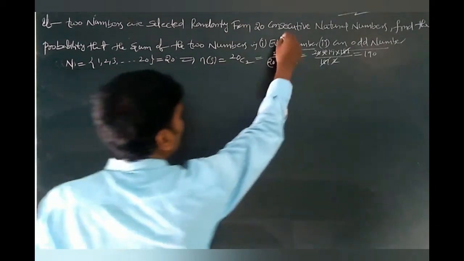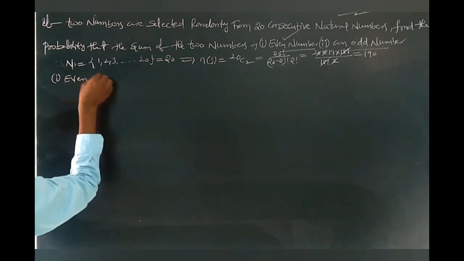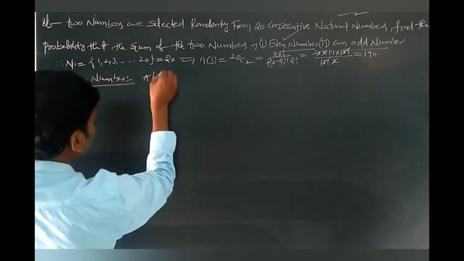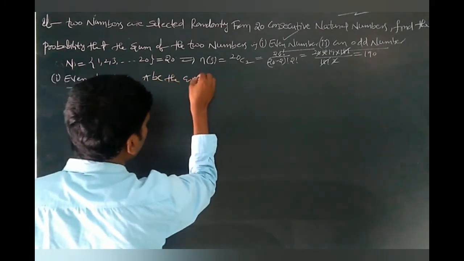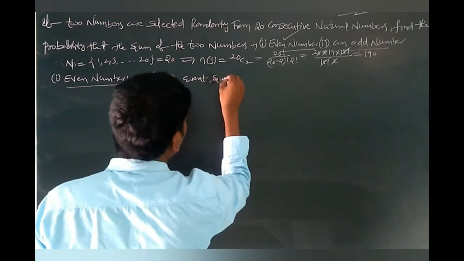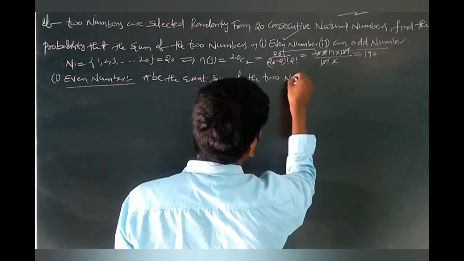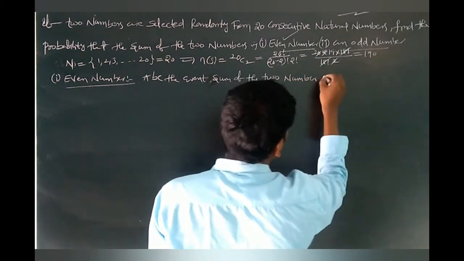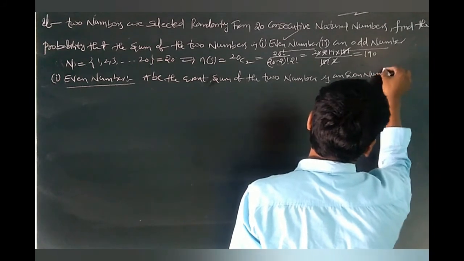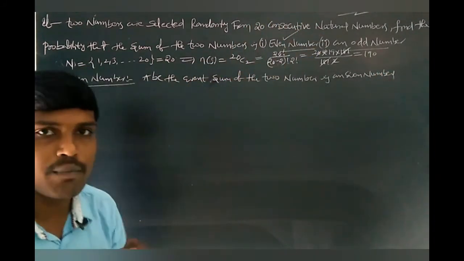First, you have to take the even number case. Here, let A be the event that the sum of the two numbers is an even number.